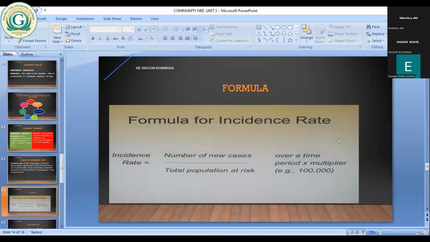Now, another example is at the same antenatal clinic, you have today 300 pregnant women reported at the antenatal clinic. And out of the 300 pregnant women who reported at the antenatal clinic, their vital signs were checked, their blood pressure was checked.